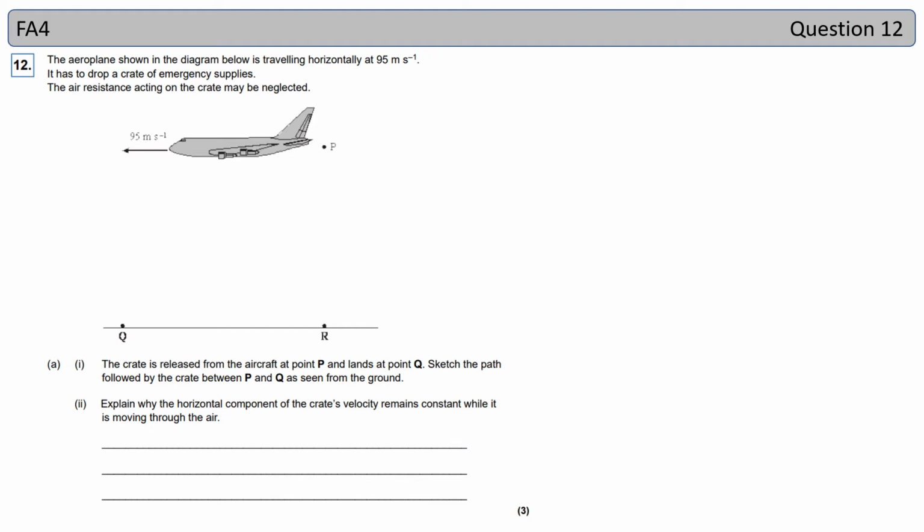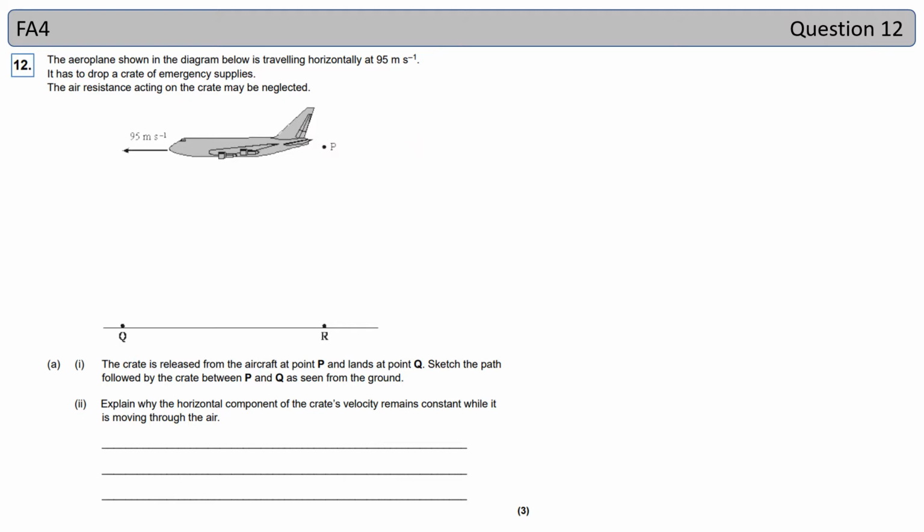Okay, this projectiles question is looking at a crate that is being dropped from a plane that has a horizontal velocity of 95 meters per second. The first part of the question asks you to sketch the path it's going to take if it's dropped at P and lands at Q.